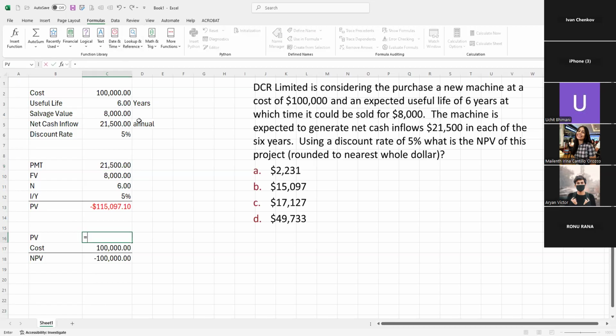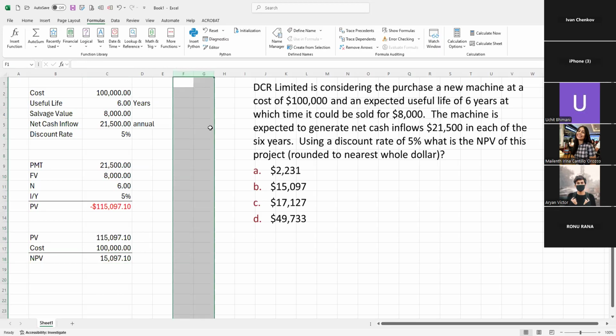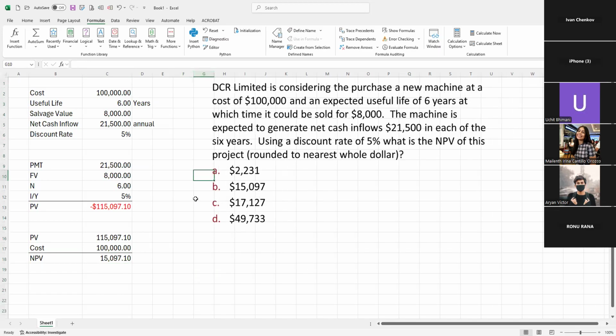here, we can put it as negative, so convert this number to positive. It's going to be the present value of this cash that we're going to get over 6 years, today worth 115,097.10. What's the net present value? 15,097. Make sense? That was a very detailed explanation of how to use the financial formula here in order to calculate the present value, apply the formula here, and get a net present value. And we're done.